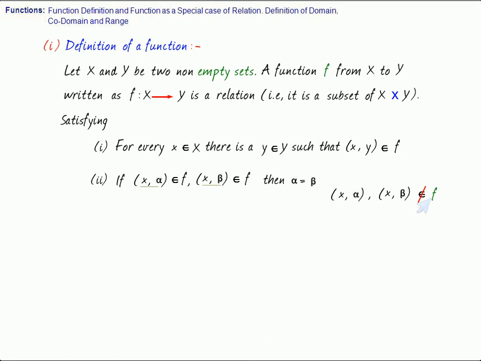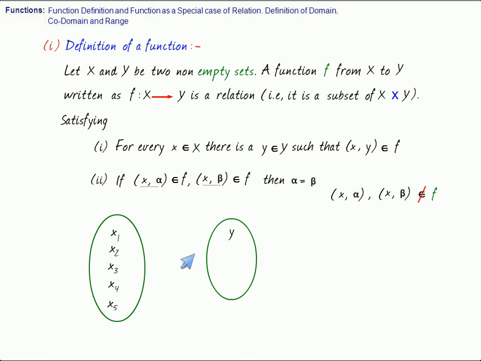So you can see it from this diagram. Suppose you have x1, x2, x3, x4, x5, and here you have y1, y2, y3. Now suppose the correspondence is like this. Then this correspondence is a relation only, it is not a function, because there is no ordered pair beginning from x5.